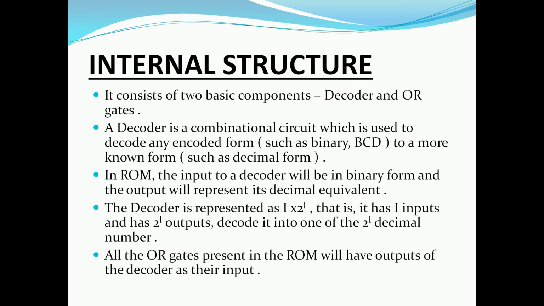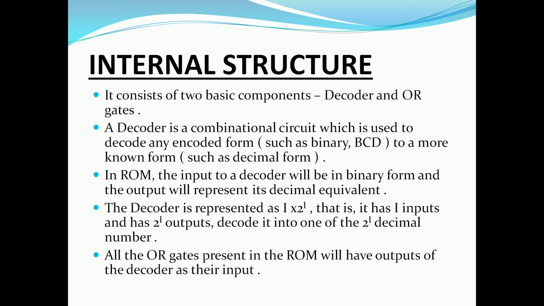Now we will discuss the internal structure of ROM. The internal structure of ROM consists of two basic components: first, a decoder, and second, OR gates. First we will discuss what a decoder is. A decoder is a combinational circuit which is used to decode any encoded form to a more usable form such as decimal form. Basically, a decoder converts a binary number into a decimal number.